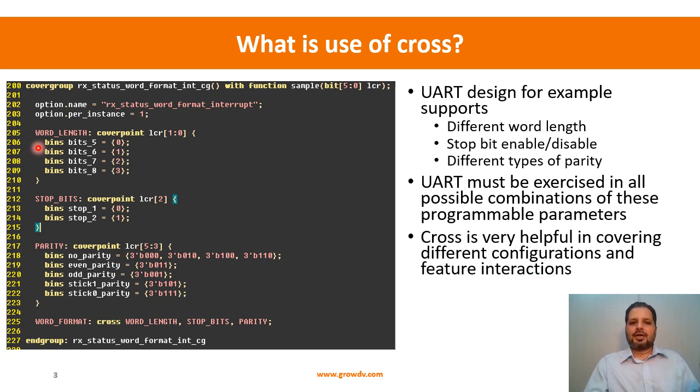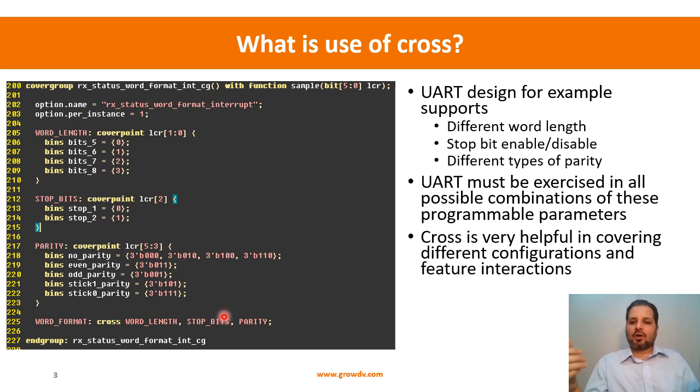So how do you do it? Let's say we define the word length, and we look at that particular register where we control the word length that is configured in the design, and then we specify the bins to capture it. Then the stop bit enable and disable is captured, and then you have the parity, right? So if it is no parity, even parity, odd parity, and a bunch of other parity options, you look at which parity is programmed, and then you cross all of them, like the word length, stop bit, parity. I'm showing fewer programmable parameters. There can be more such programmable parameters.